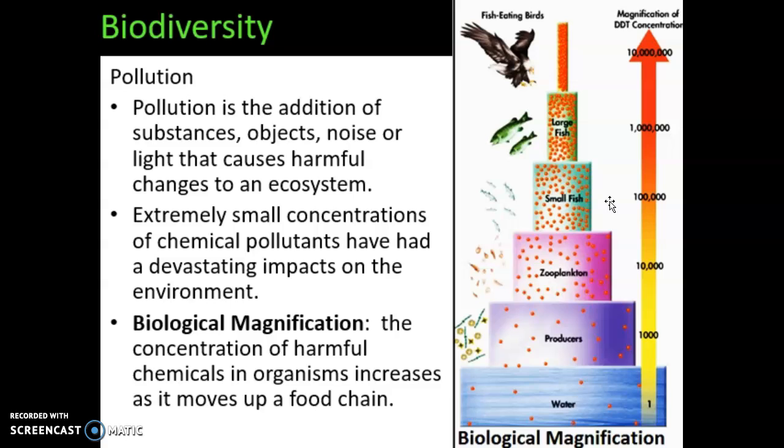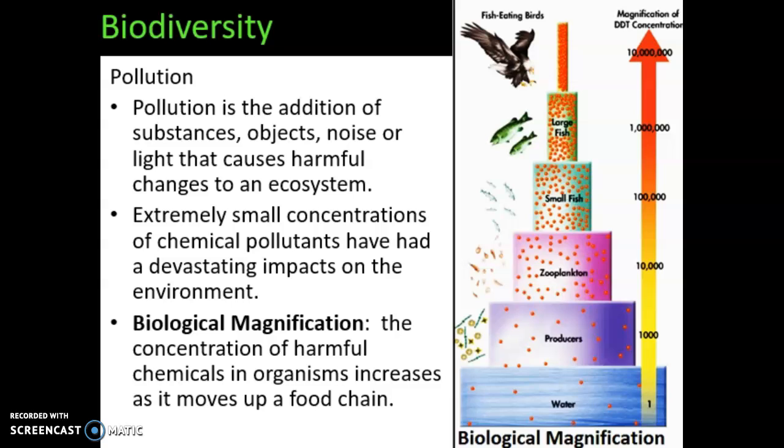The reason is that the small fish eat the zooplankton. Every time a small fish eats a piece of zooplankton, they get a little dose of this DDT toxin. Then that small fish is eaten by the larger fish, so that larger fish gets a little bit more of the DDT from the small fish. Then that large fish is eventually eaten by the apex predator, which happens to be these birds right here. Every time the bird eats a fish, it gets a little dose of poison.